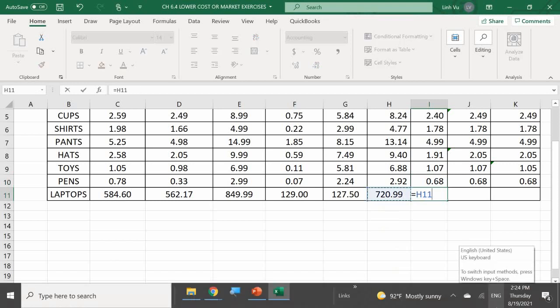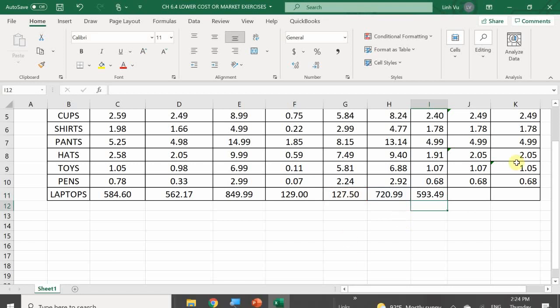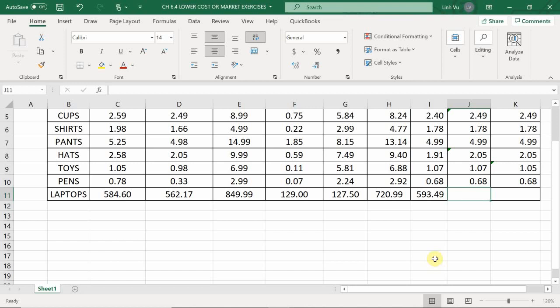Okay. So it's $720.99 minus $127.50. How much is that? $593.49. Good. Right? So once again, let's compare. Right? We got $720, we got $593, and we got $562. Which one's going to be the market cost?